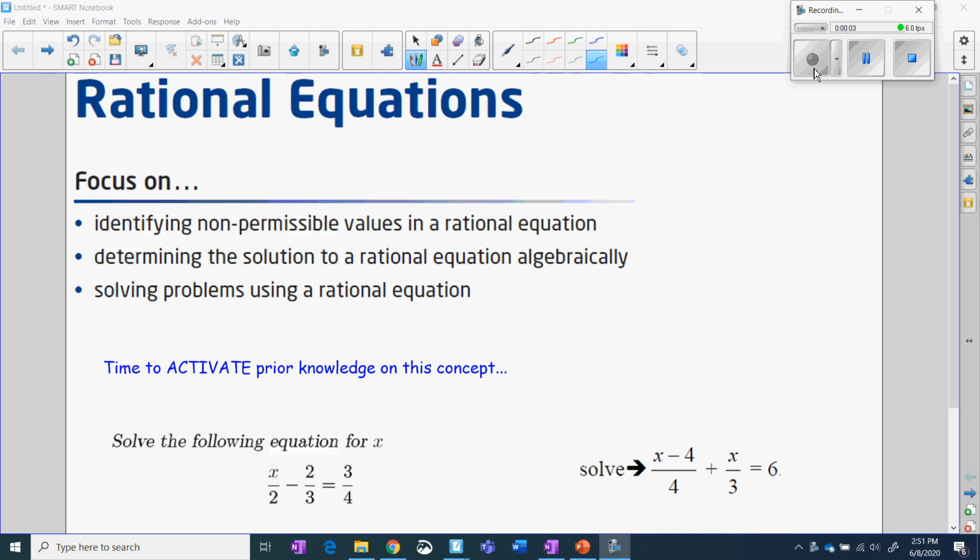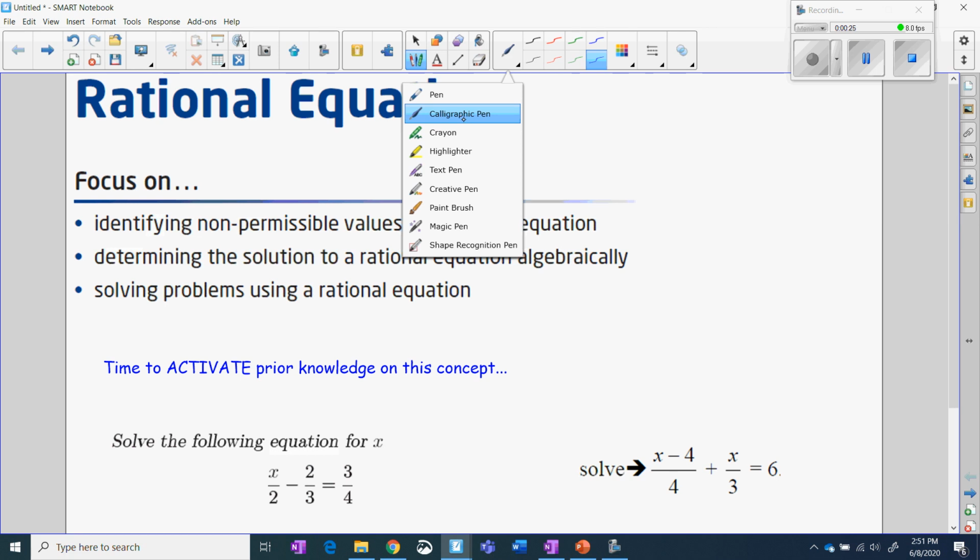Our final video will examine how to solve rational equations. Up until this point, all of our work has revolved around rational expressions. Well, I think there's going to be one obvious difference that you're going to recognize between expressions and equations. And I think we all realize that that's going to be an equal sign. So these are going to be equations.